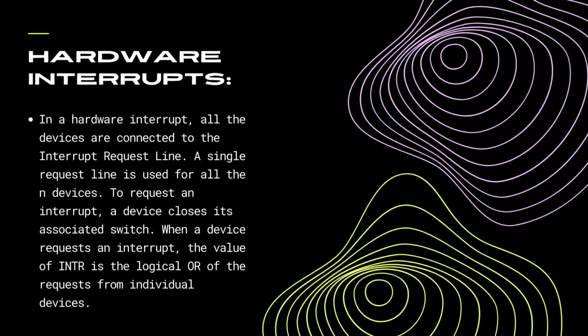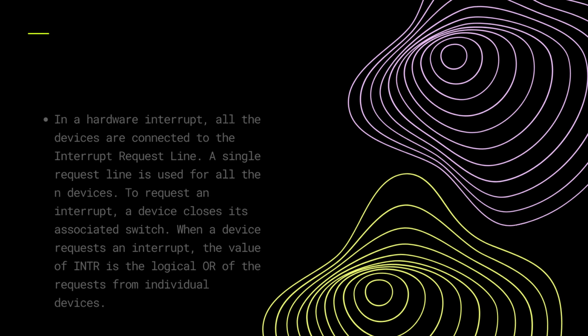Next we'll see what a hardware interrupt is. Basically, in hardware interrupts, all the devices are connected to the interrupt request line. A single request line is used for all the devices. To request an interrupt, a device closes its associated switch. When a device requests an interrupt, the value of INTR is the logical OR of the requests from individual devices.